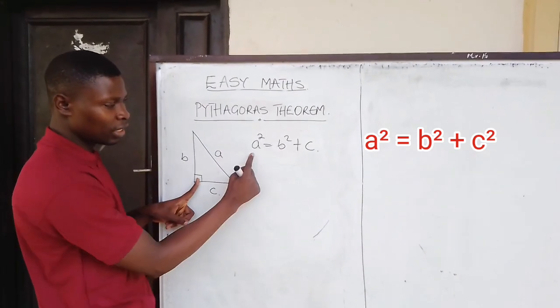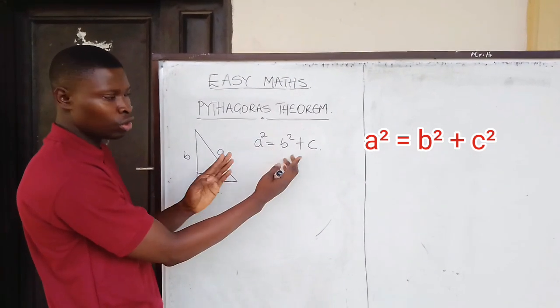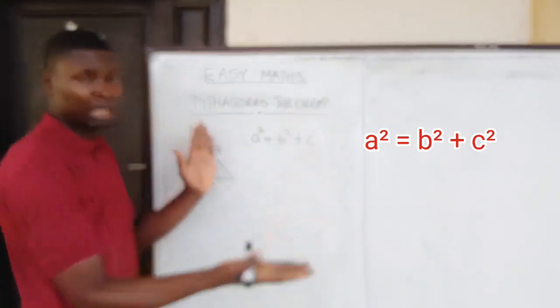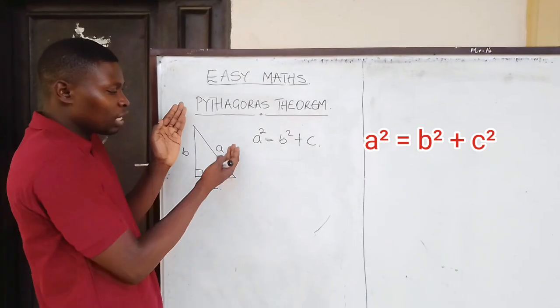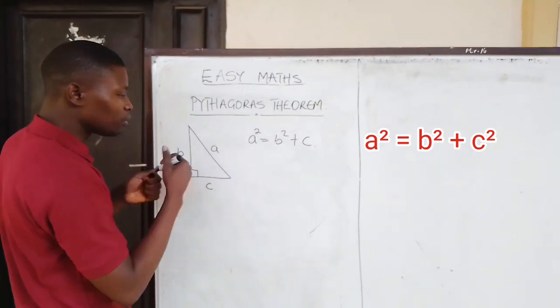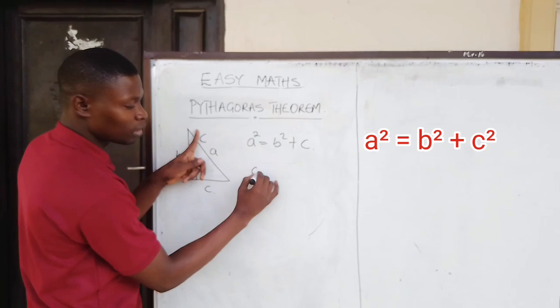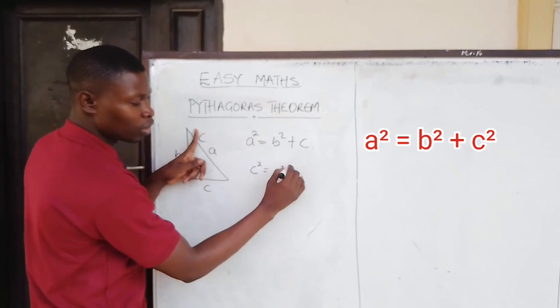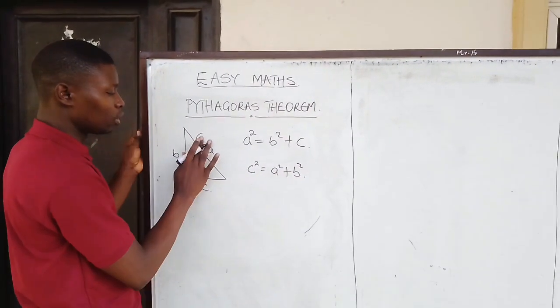If you observe what I did here, A squared is equal to the sum of the other two sides. That's actually what Pythagoras Theorem is. It says the square of the hypotenuse is equal to the sum of the squares of the other two sides. So if C is here, then it must be C squared is equal to A squared plus B squared.